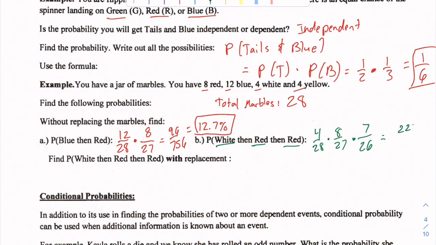Okay, again, a little mental math here. Good. About 1%. About 1% of that happening to get a white and 2 reds in a row.